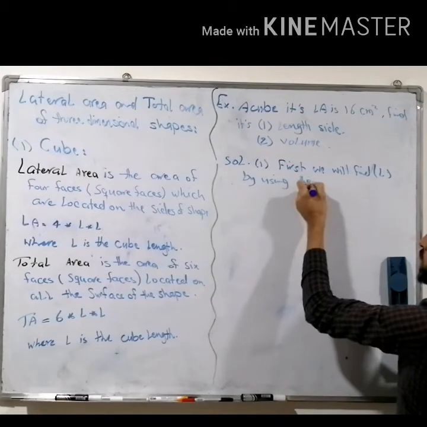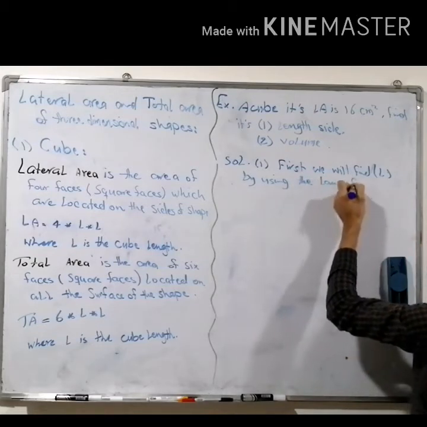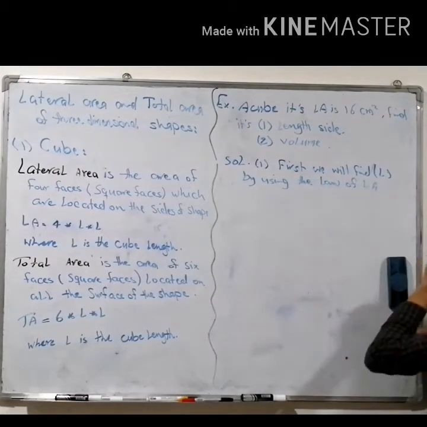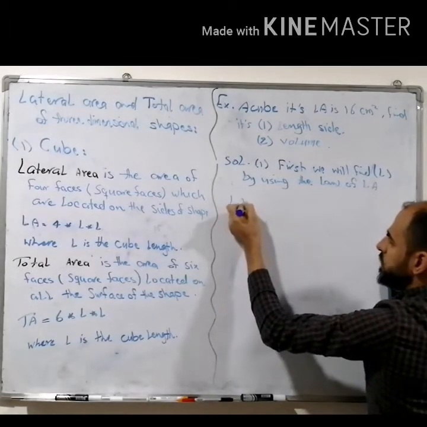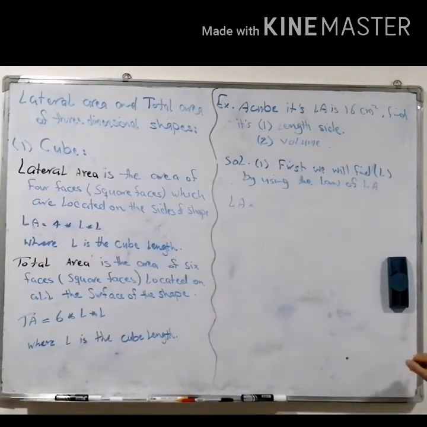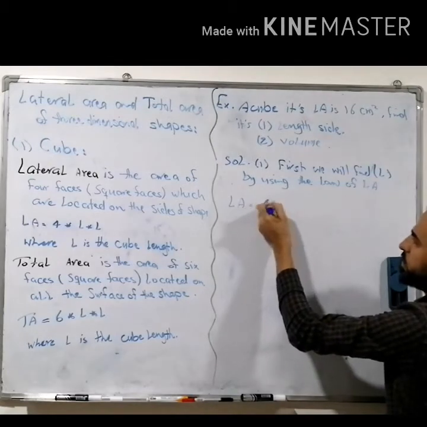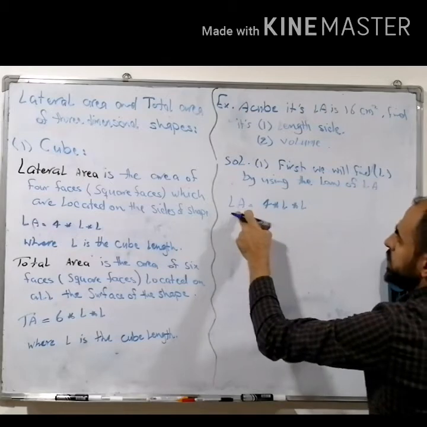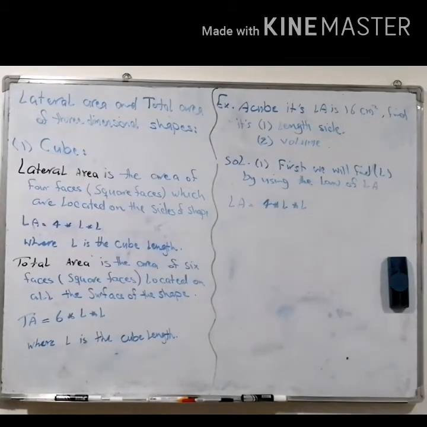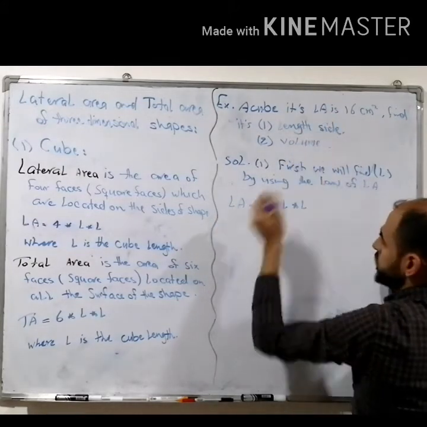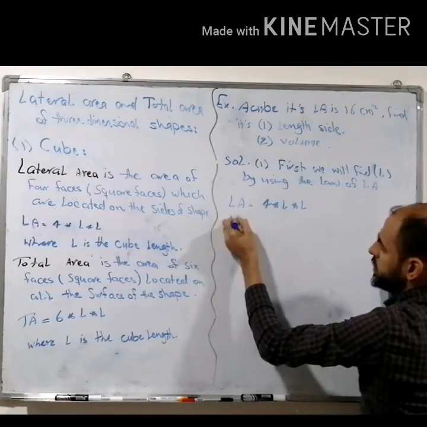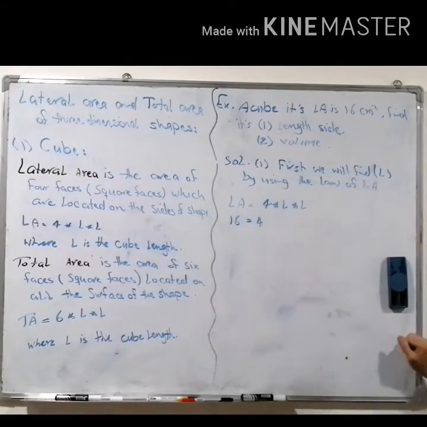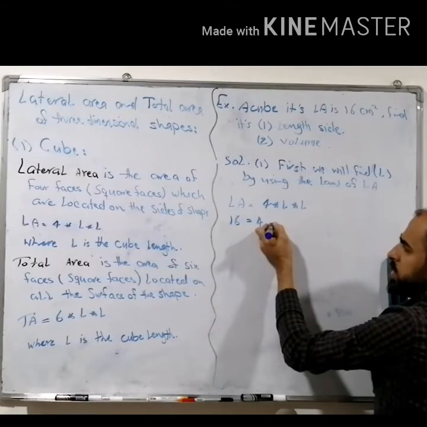the law of lateral area. And the law of lateral area is 4 multiplying by L multiplying by L. Here L is unknown. So substituting the lateral area, which is 16, equal to 4 multiplying by L multiplying by L.